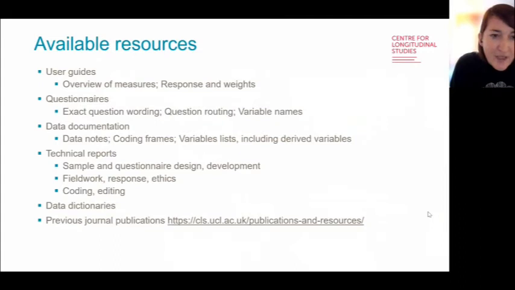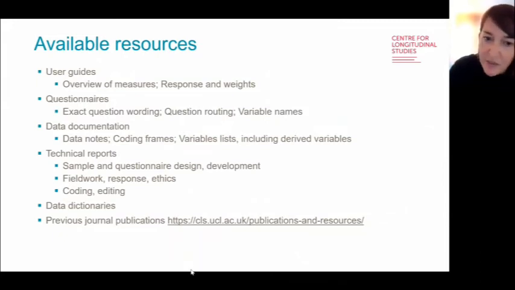There are also, as I mentioned, the data documentation, things like data notes, coding frames, variable lists, and the derived variables and the manner in which they're derived. There are also technical reports outlining the fieldwork, sampling, coding and editing, as well as the data dictionaries that are part of the download that you will get from the UK Data Service when you're downloading the data. But I would also recommend, as we modelled throughout this webinar, looking at previous journal publications for the data variables of interest, and also you can search obviously within the data set itself once you have downloaded it.